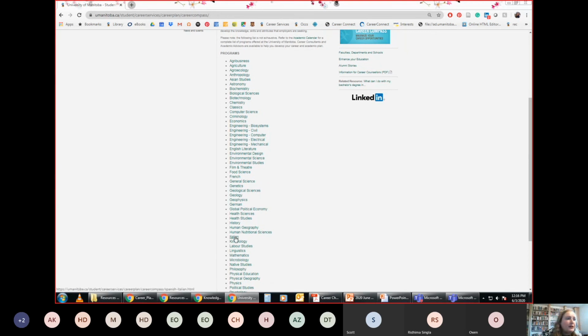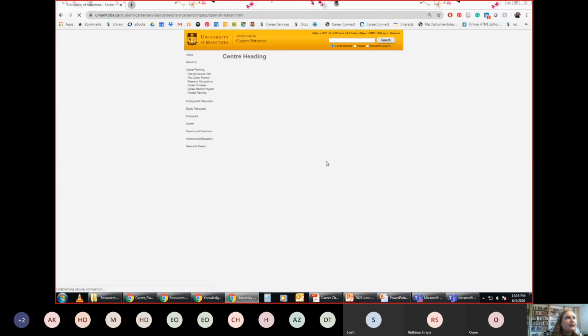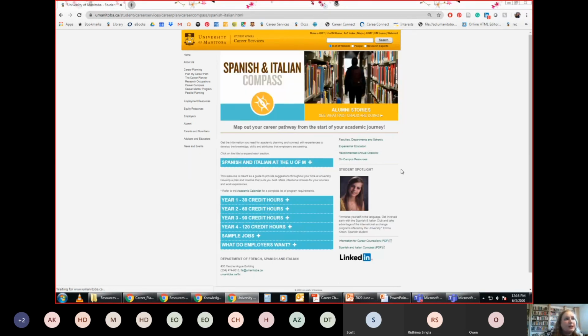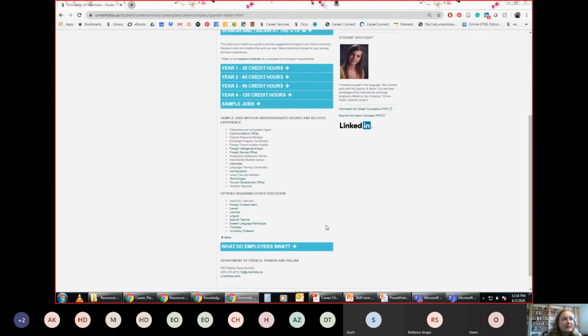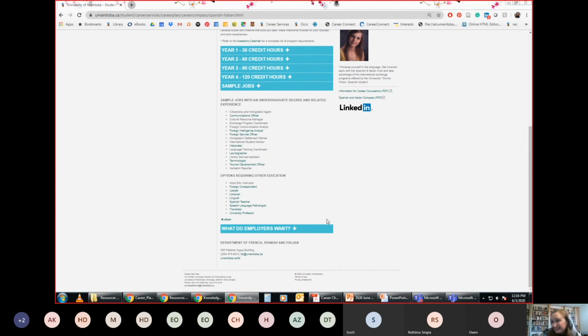But what's cool about it is, for example, if we click on getting an Italian degree, it'll load, and it'll give us information about that particular degree. And of course, it's U of M information, but if you're going to another university, it's the same. Just don't pay attention to the course information. What you want to pay attention to is the sample jobs that are related to that. So you can learn more about it that way. So that's another cool resource for you to play around with.